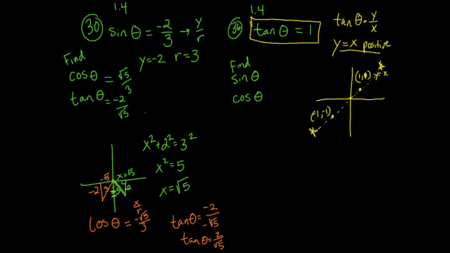To find out what this length is, we could use the Pythagorean theorem. So we have 1 squared plus 1 squared equals r squared. That's the distance from 0, right?